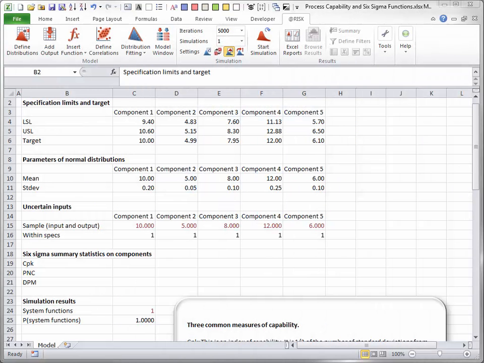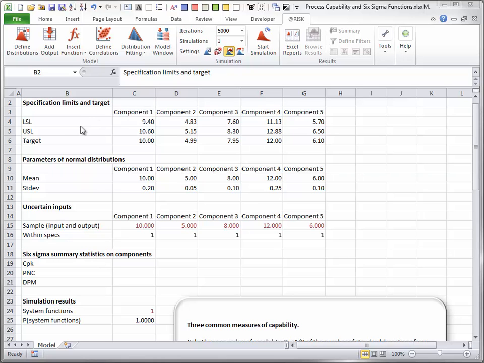This video illustrates some of @RISK's Six Sigma functions in an example of process capability. Consider a system composed of 5 probabilistically independent components. The system functions properly only if all 5 of the components fall within their respective lower and upper specification limits, shown in rows 4 and 5.